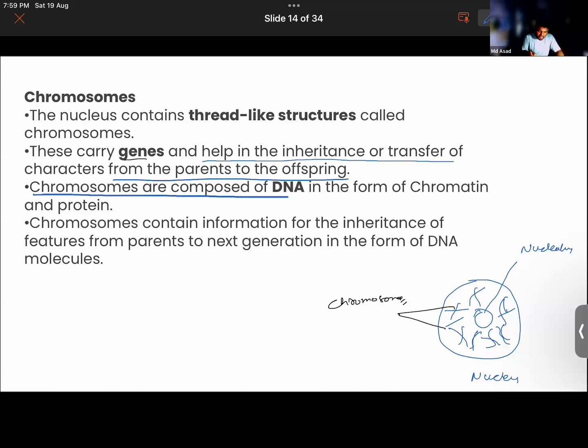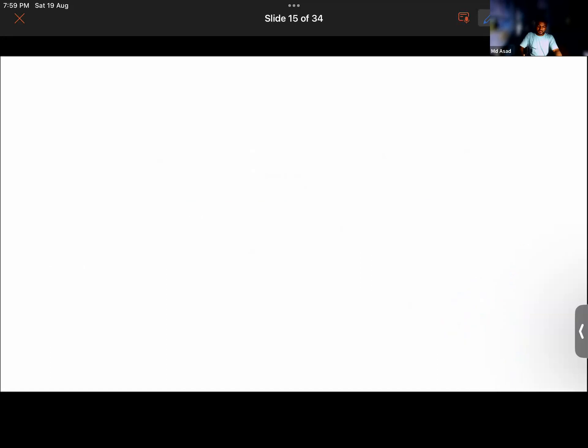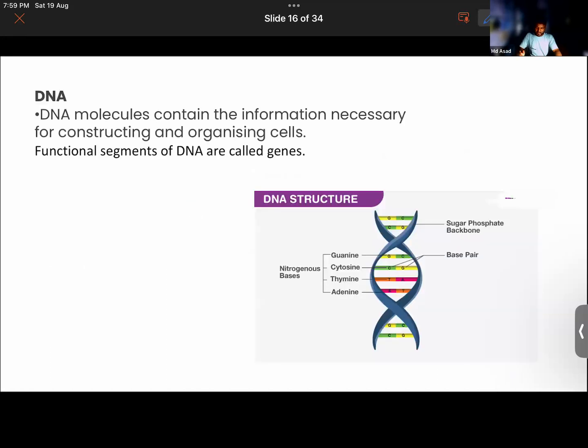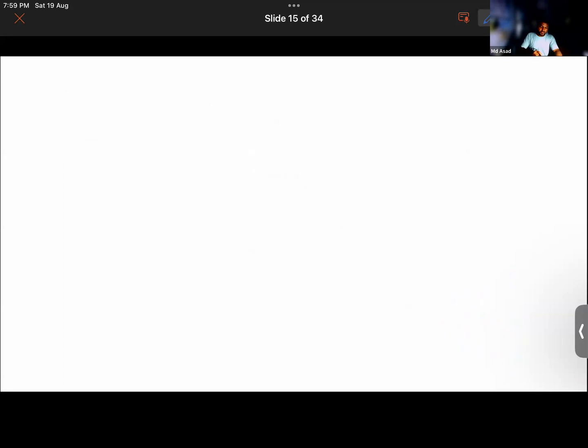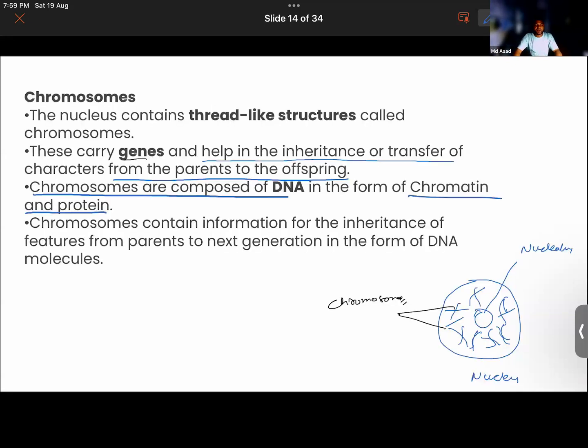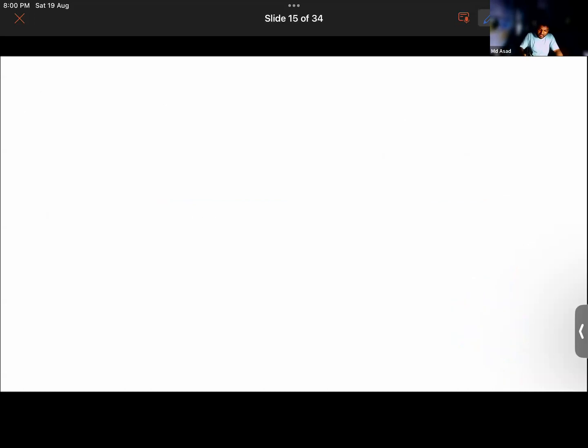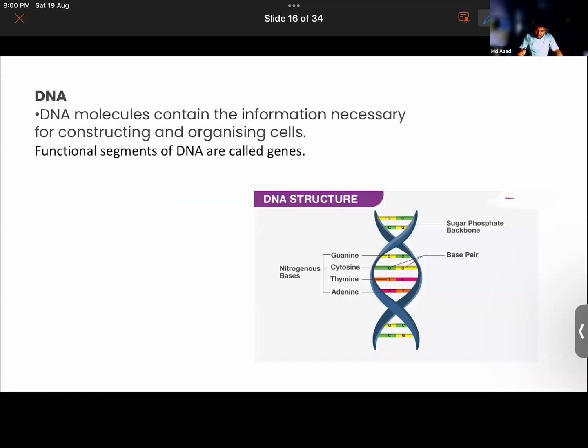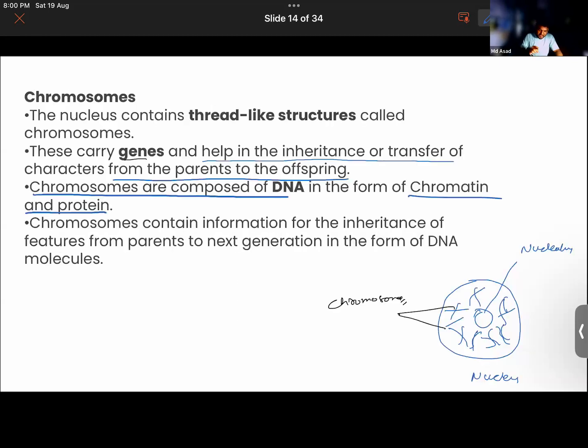Chromosomes are actually composed of DNA in the form of chromatin and protein. So these thread-like structures which you are seeing over here, see this next diagram. We will come to DNA in a moment. These thread-like structures which you are seeing here, that is a chromosome. And these chromosomes carry genes on them. So if you look at the chromosome over here, they will be carrying some genes in them.